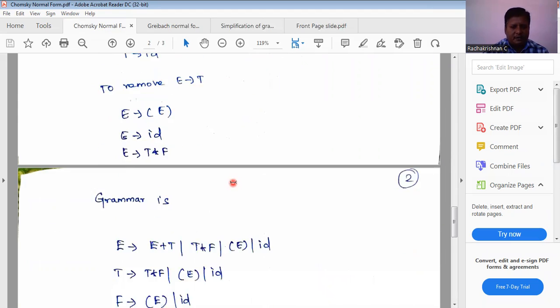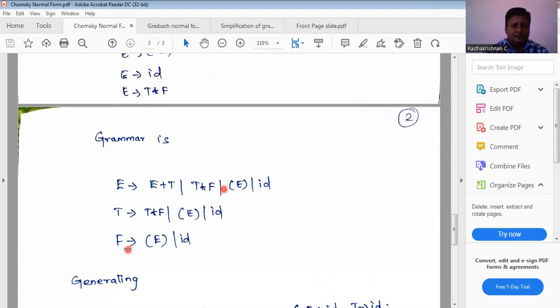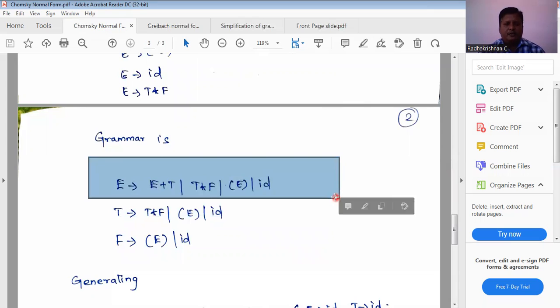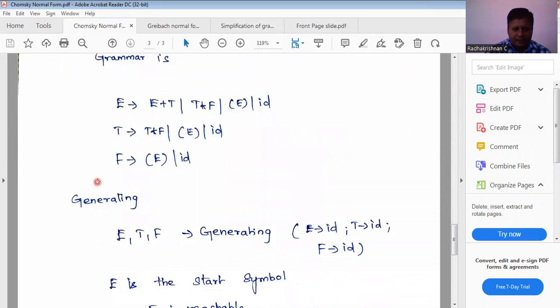After the elimination of the given rules, what is our answer? T gives T star F or F. F has the production rule open bracket E close bracket or ID. This value will be replaced in the position of F in T's rule. Now E gives T; T has the production rule T star F or open bracket E close bracket or ID. That value will be implemented in E, so E gives E plus T or T star F or open bracket E close bracket or ID. So this is our simplified grammar.